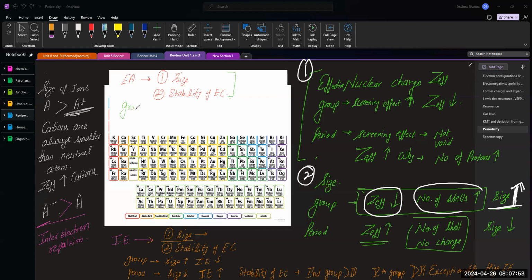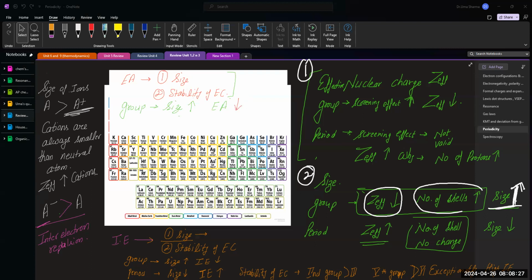Okay, now let's discuss size and stability of electron configuration. So in the group, stability of electron configuration will not interfere because they have nearly the same configuration. We did that general configuration, right? So what happens to size? Size increases. What happens to electron affinity? As size increases, electron affinity decreases.